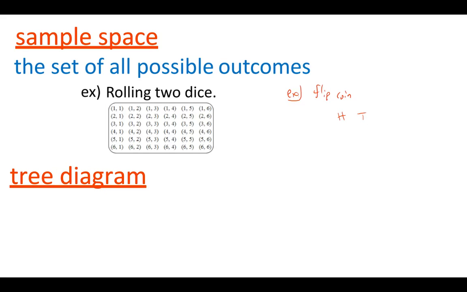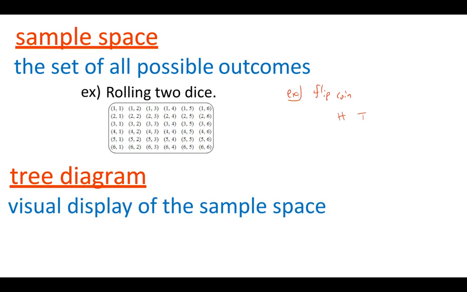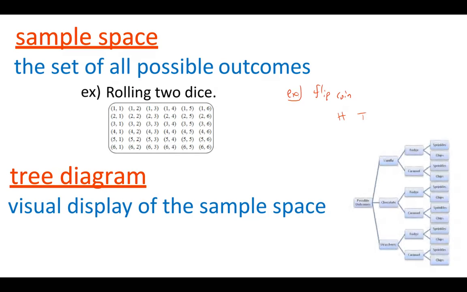We're going to display the sample space using something called a tree diagram. It is just a visual display of the sample space. An example of one looks like this. Here are the possible outcomes. It looks like these would be ice cream sundaes or something. You've got vanilla, chocolate, and strawberry, 3 flavors of ice cream. You could also add fudge or caramel to any of those. So we could do vanilla with fudge, vanilla with caramel, chocolate with fudge, chocolate with caramel, strawberry with fudge, and strawberry with caramel. And then you could also get sprinkles or chocolate chips.